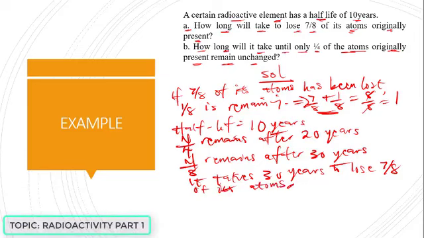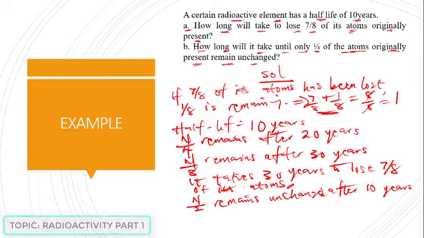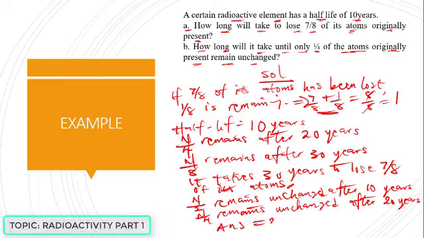and N/2 remains unchanged after 10 years. N/4 remains unchanged after 20 years. So the answer is equal to 20 years.